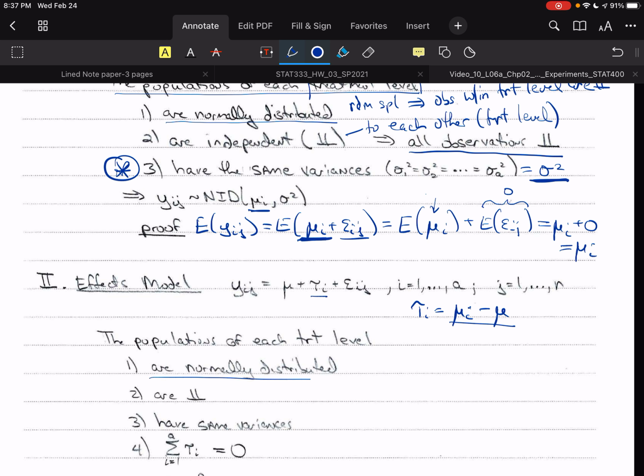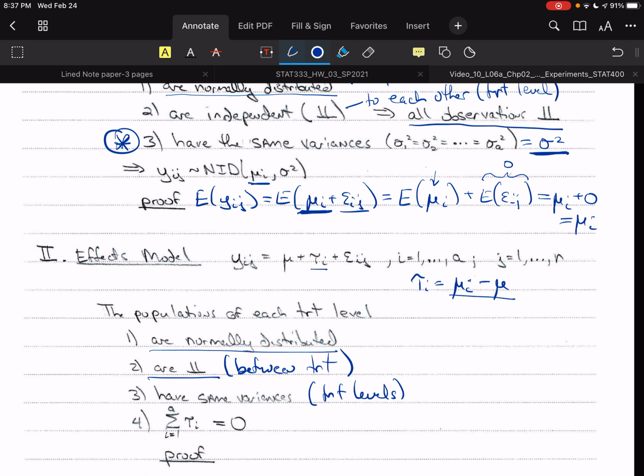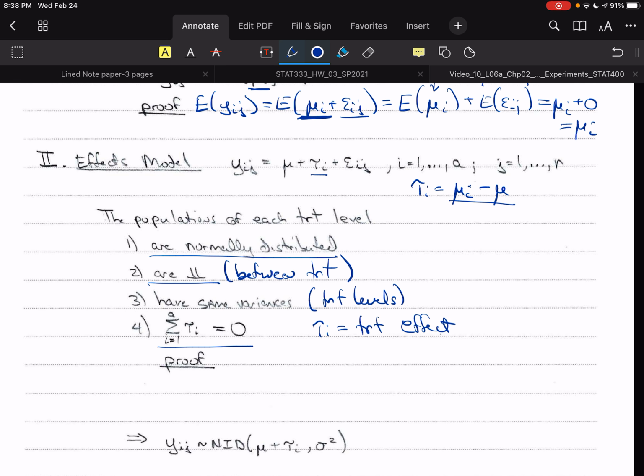Again, we have normally distributed errors, independent between treatments, and they all have the same variance. These are the treatment levels. The tau I is called the treatment effect, the effect of that ith treatment. The sum of those effects all has to be equal to 0. This is pretty easy to show.